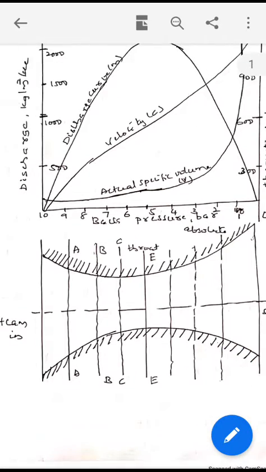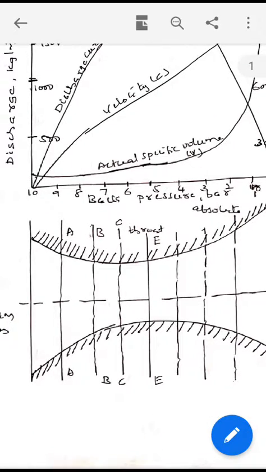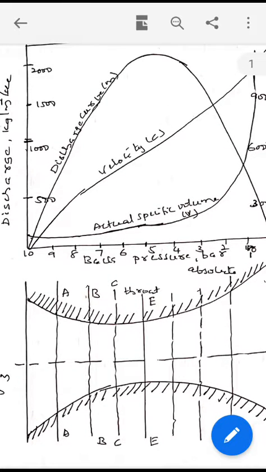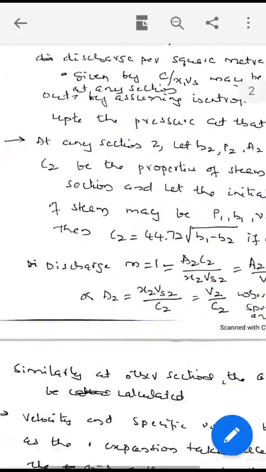The area having the minimum cross sectional area is known as the throat, and we found that discharge will be maximum at the throat. Area will be minimum and discharge will be maximum at the throat.